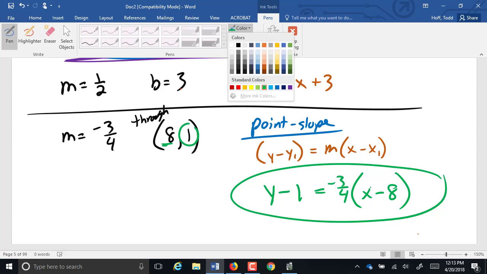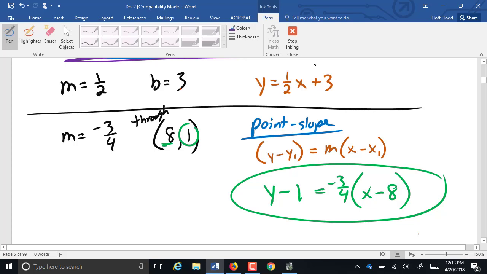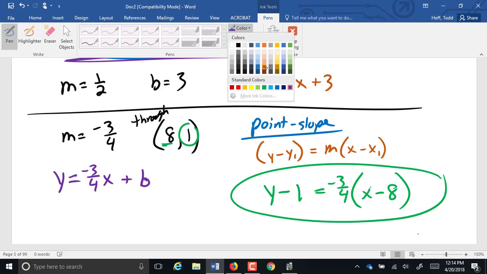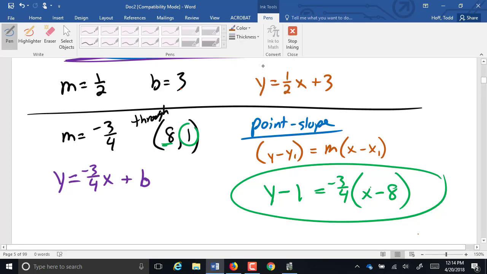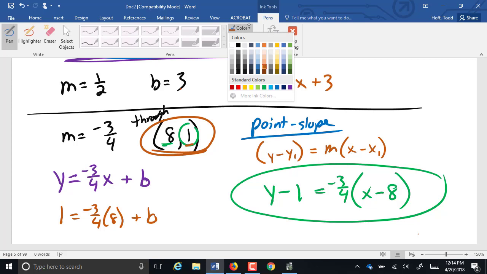We have another way we could go about it. We could say, y equals slope times x, that'll be negative 3/4 times x, plus a y-intercept. That y-intercept is represented by the letter b. We did this actually a little bit on Wednesday as well. If I want to know what b is, I know that this point, 8, 1, makes that equation true. So I can put 1 in for y and 8 in for x, and I can solve to see what letter b has to be.